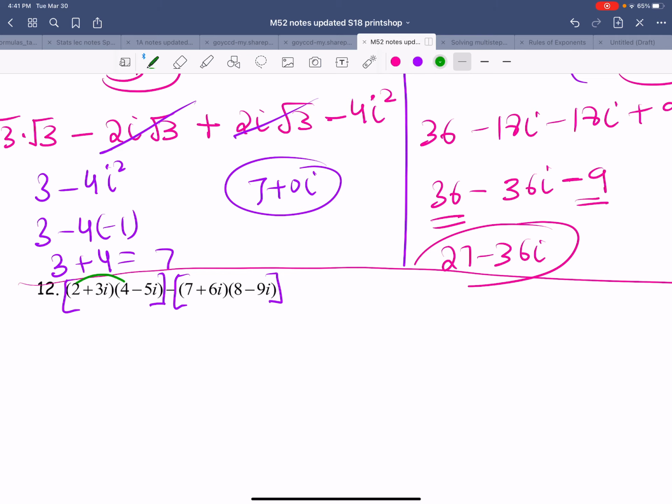Okay, first times first, 2 times 4 is 8. Outer times outer is negative 10i. Inner times inner is positive 12i. Last times last is negative 15i squared.